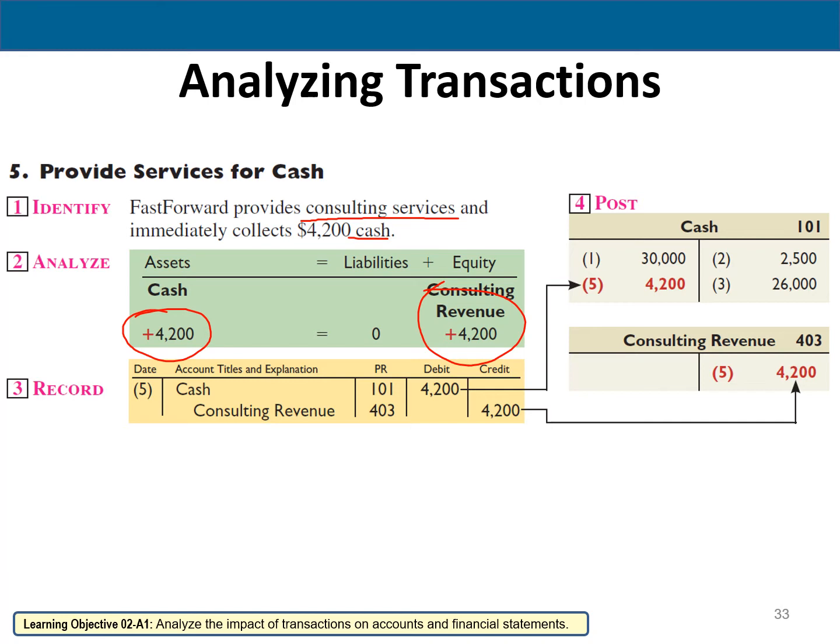So cash is an asset account. And in order to increase the balance in asset accounts, do we debit or do we credit? We debit, right? And then consulting revenue is a revenue account. And in order to increase the balance in revenue accounts, do we debit or do we credit? We credit, right? And then we post our debits to the left side of the applicable accounts and our credits to the right side.